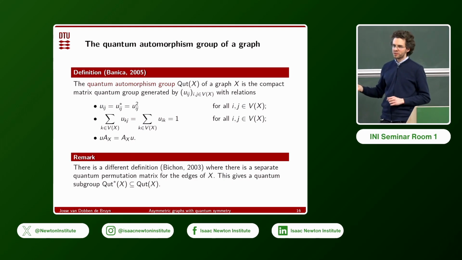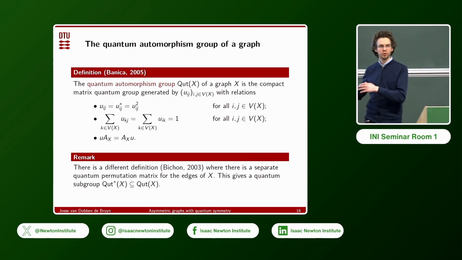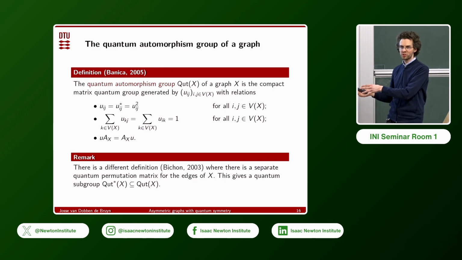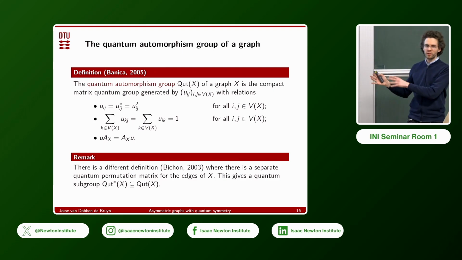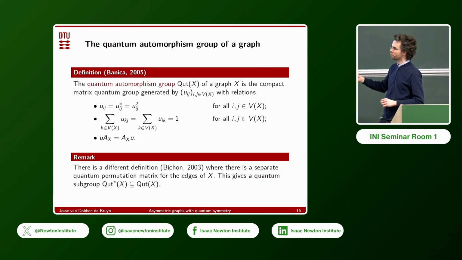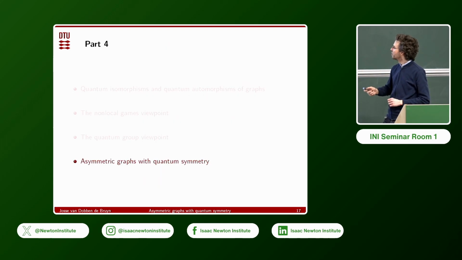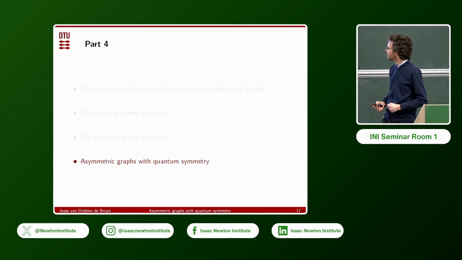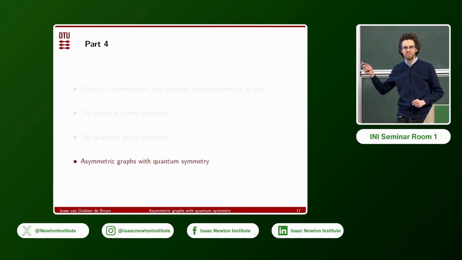And the point of all this is to say that these quantum permutation matrices come up naturally both in non-local games as the strategies for the isomorphism game, and in quantum groups as the elements of these universal symmetry objects in non-commutative geometry. That said, now we can get into the meat of the talk where we construct asymmetric graphs with quantum symmetry.